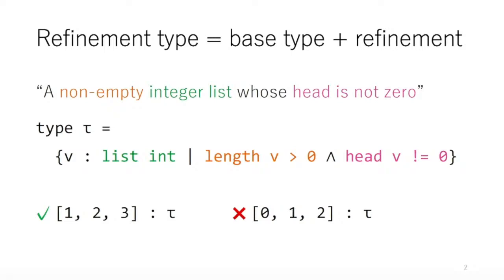As an example, suppose we would like to define a type tau representing a non-empty list of integers whose head is a non-zero number. Such a type can be represented as a refinement type whose base type is list_int and whose refinement is a conjunction of the non-empty and non-zero head requirements. Under this definition, a refinement type checker will tell us that list123 is an inhabitant of type tau, but list012 is not.